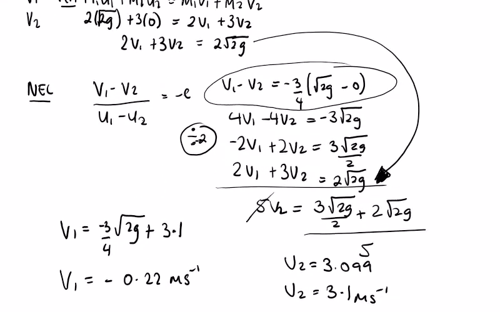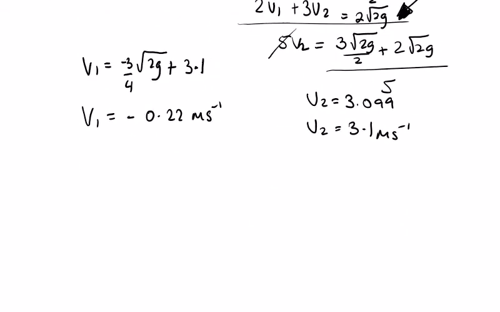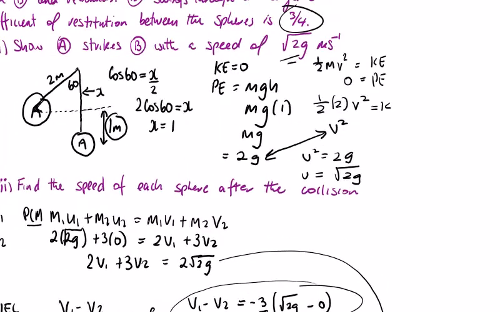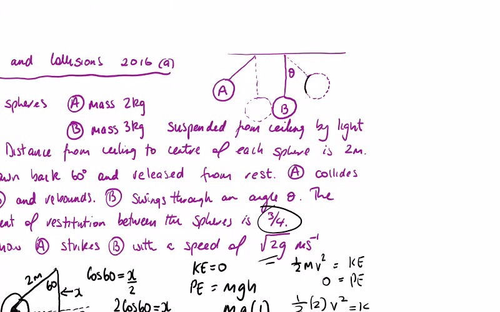Part 3, we're asked to find the value of theta. I haven't written that down yet, so let me write it down: find the value of theta. Let's draw a diagram for that one. Just go back up and have a look. We have theta in here, so it's similar to the first question at the top here.